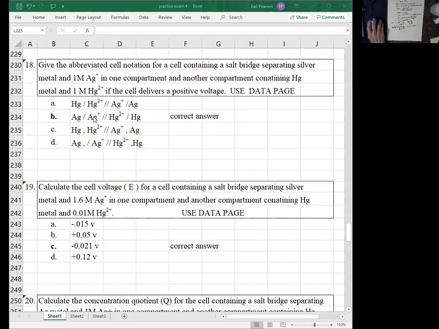Silver is in oxidation. See, silver's going to +1. That's oxidation. Mercury's going from +2 to 0. That's reduction. And so that would give us the voltage for this cell. Now, number 19 is going to be related to that. So let's see if we can set that up. We want to get the cell voltage at other than 1 molar concentrations. So that's going to be the Nernst equation.